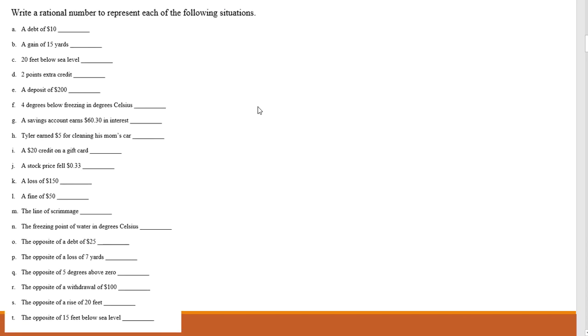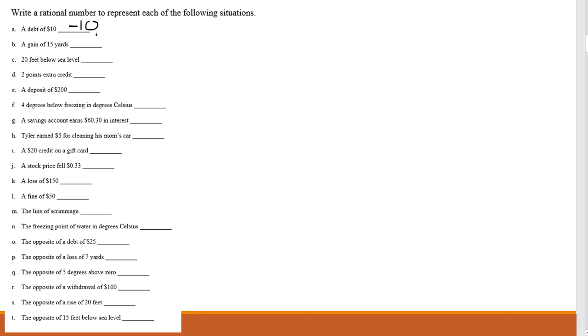Because for this next activity, we are going to take these situations and write an integer to represent each of the situations. You're going to see some of the words that we saw just a minute ago on these A through T. So A, a debt of $10. If we wanted to use an integer to represent that, if it's a debt, that's going to be negative. So a debt of $10 would be negative 10.